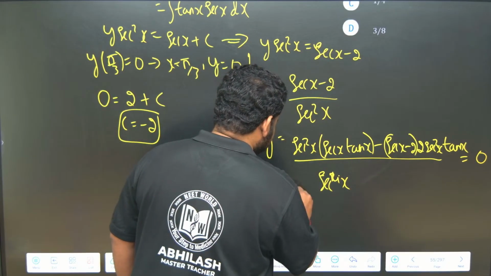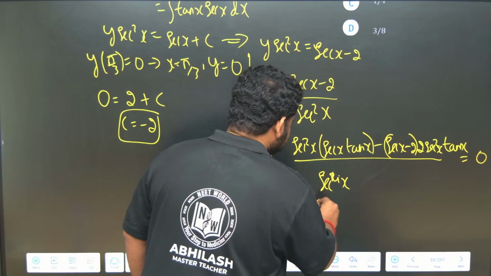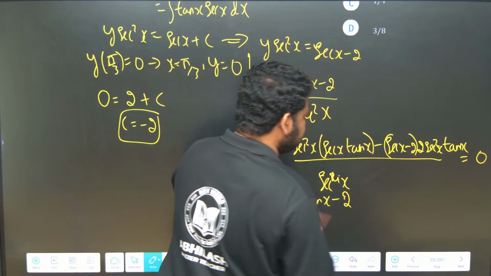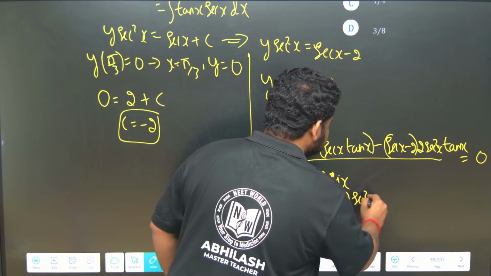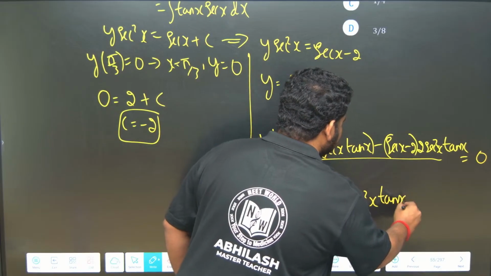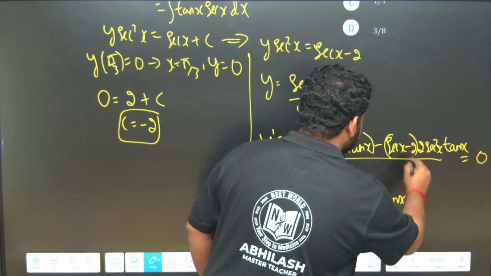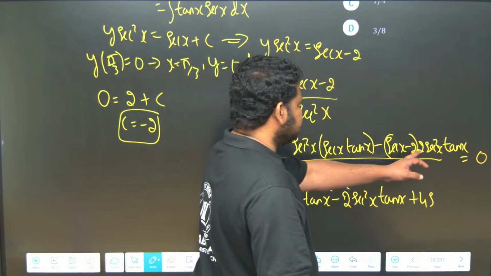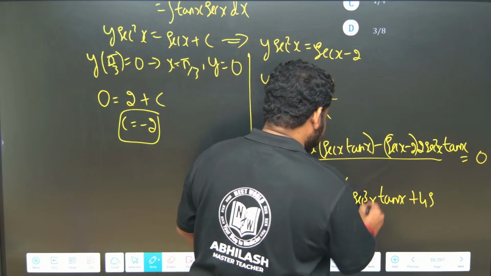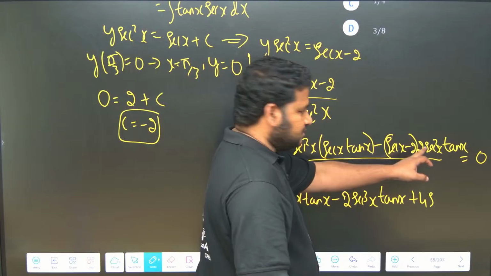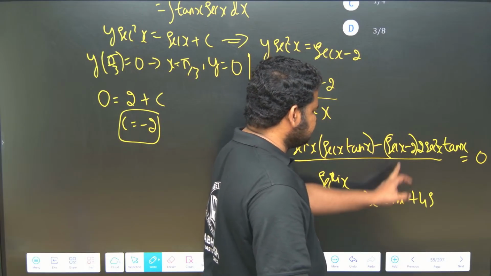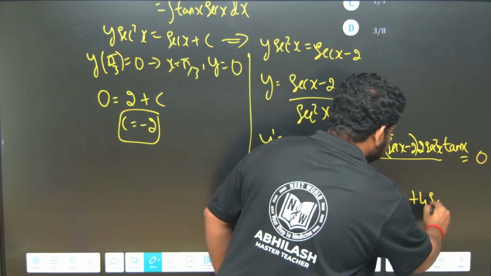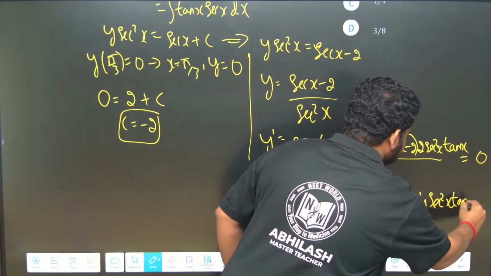Secant cube x tan x, this will be minus, this is minus 2 into secant square x tan x. Minus into minus is plus, 2 into 2 is 4, plus 4 into this is again secant cube x. Here I have secant square into secant, minus secant cube x minus 2 into secant cube x tan x. Minus into minus is plus, so plus 2 into 2 is 4, 4 times secant square x tan x will be equal to 0.